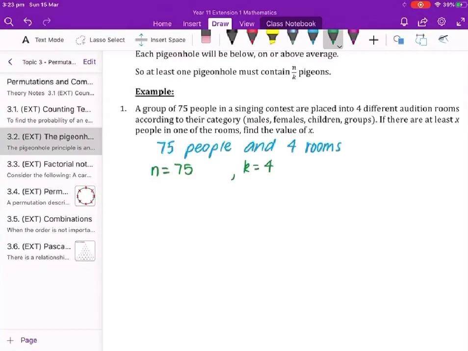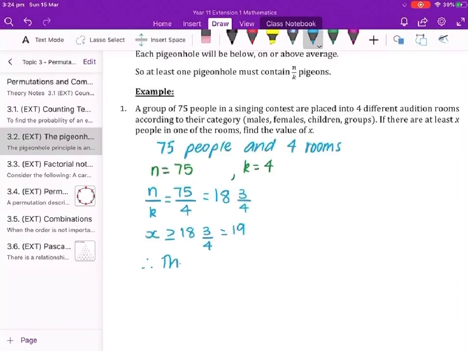What we then know is that we have n over k, which equals our 75, which is our n, over our 4, which is our k, where 75 over 4 is 18 3/4. So x must be greater than or equal to 18 3/4, and because we can't have a 3/4 of a person, we round up to get x as a whole number. So if n on k is not a whole number, we always round up. So we get 18 3/4 to equal 19.